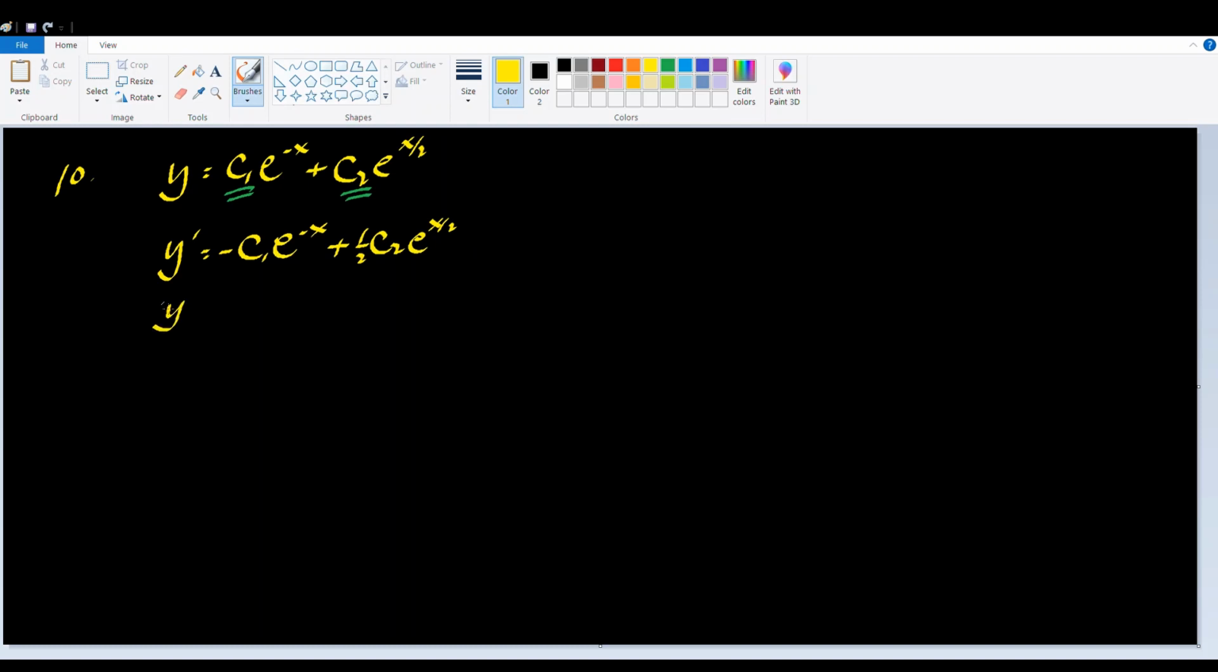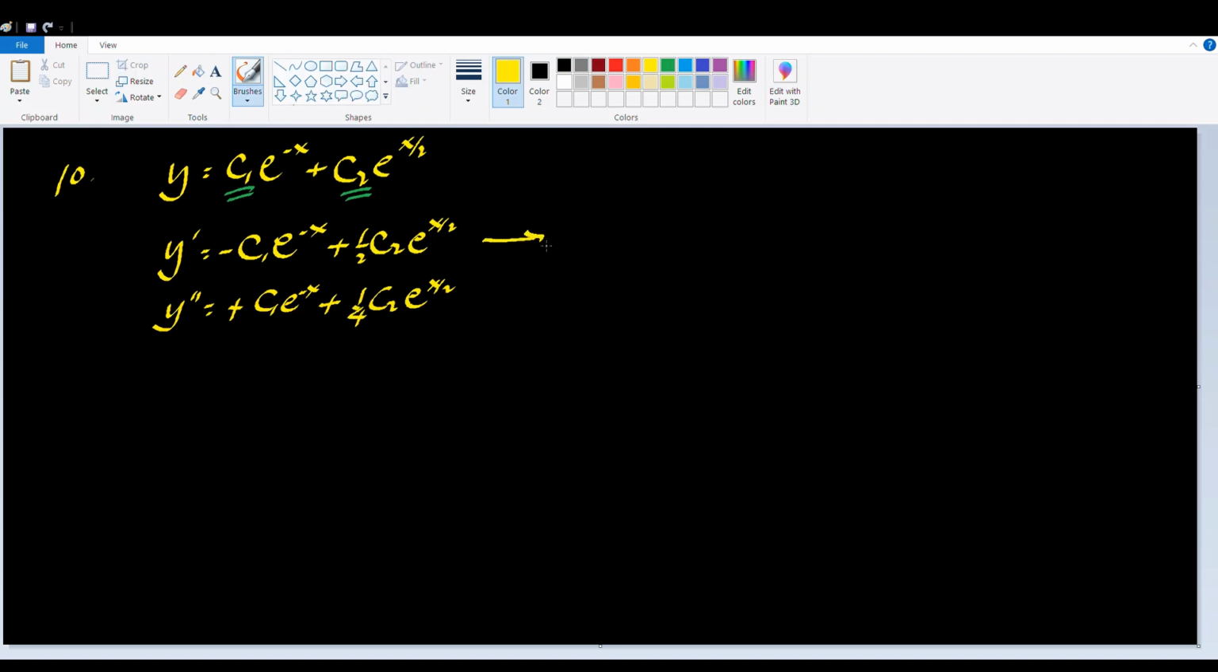Then we proceed to y double prime. Negative c1 e to the minus x is negative c1 e to the minus x. Again, the derivative of negative x is negative 1, so it becomes positive. Plus 1/2 c2 e to the x over 2. The derivative of x over 2 is again 1/2. So this becomes 1/4.